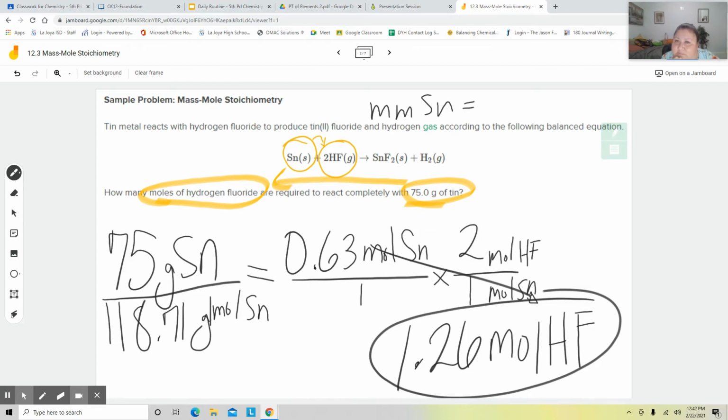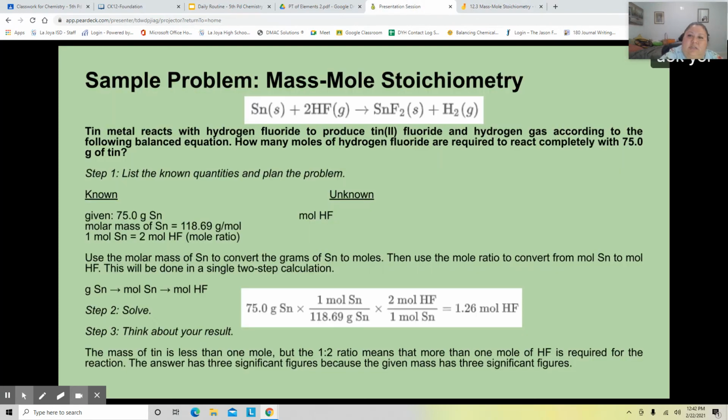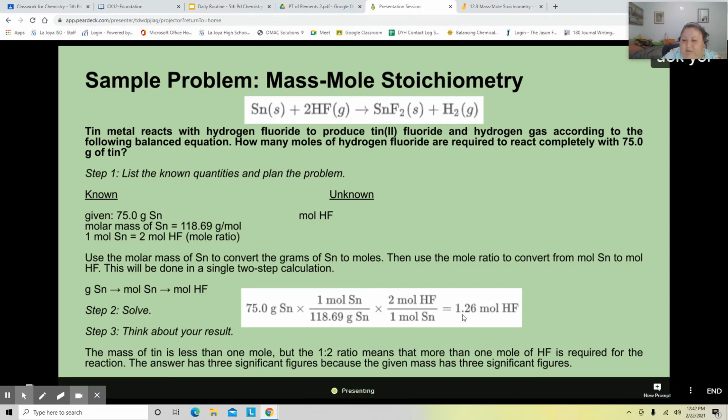What do you think? It's not hard. You can say it's time consuming, but I wouldn't say it's hard. And you can see the answer here on the Pear Deck, 1.26 moles of hydrogen fluoride. Their setup looks a little bit different, but essentially it was the same thing. 75 divided by 118 times 2. Exactly what we did. And we got the same answer, 1.26.